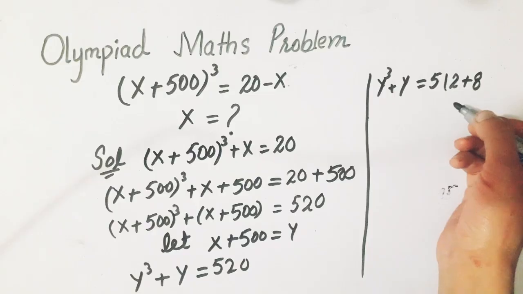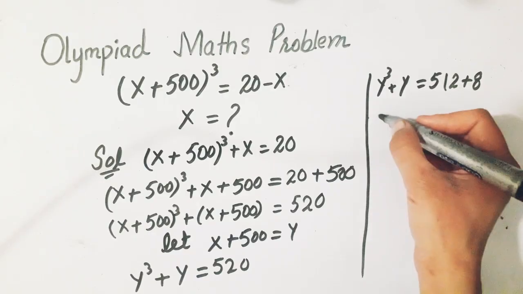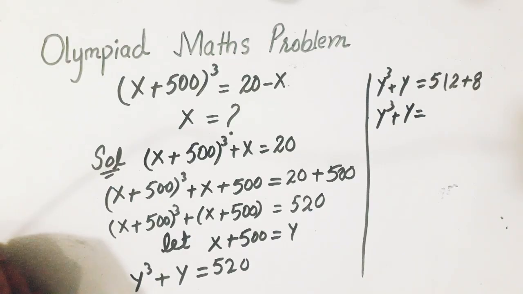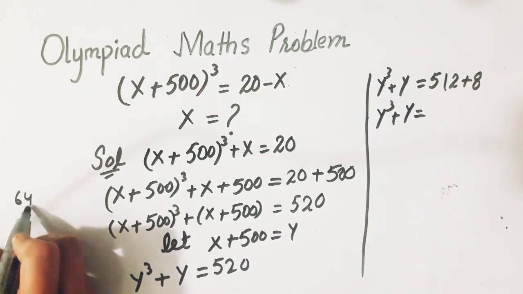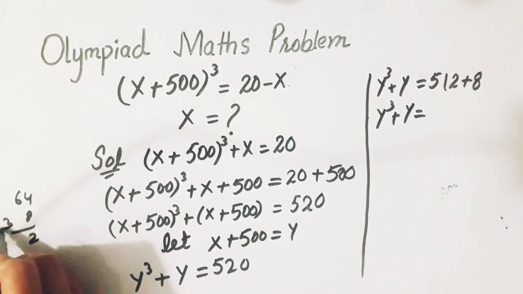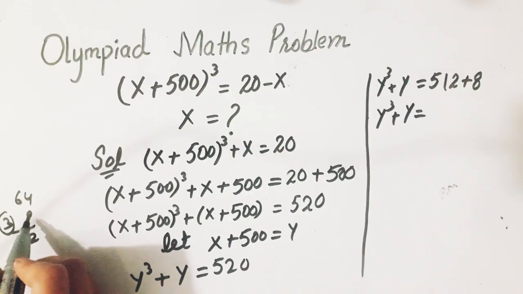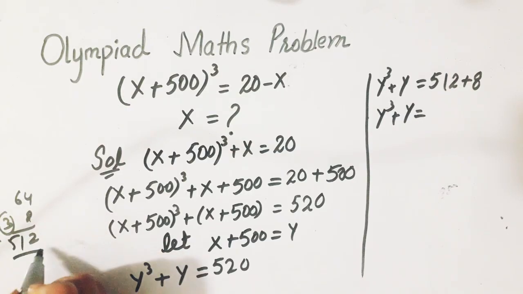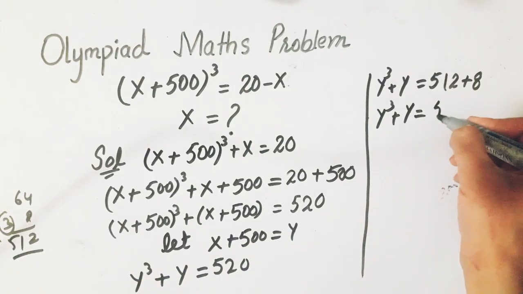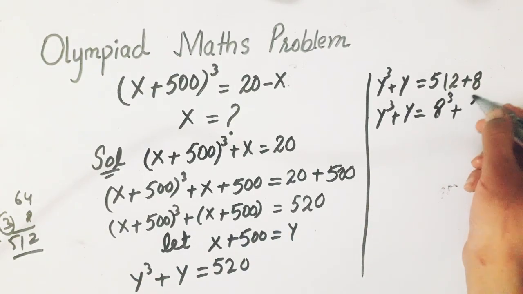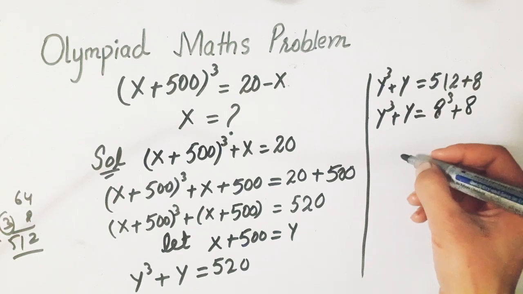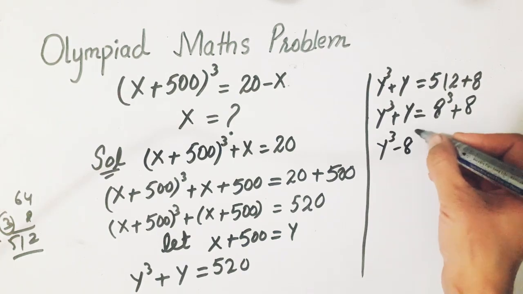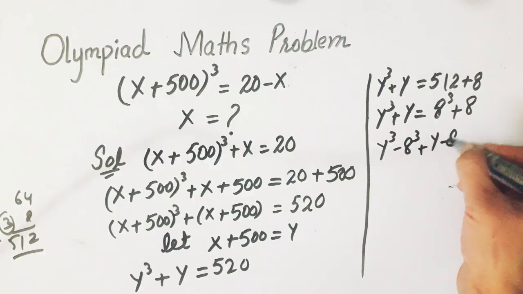So that means y^3 plus y, and 8 8s are 64. Now we will check 64 into 8: 8 4s are 32, and then 8 6s are 48, 49, 50, 51, 512. That means we get this as 8 cubed plus 8. Now we will arrange this as y^3 minus 8^3 plus y minus 8 equals 0.